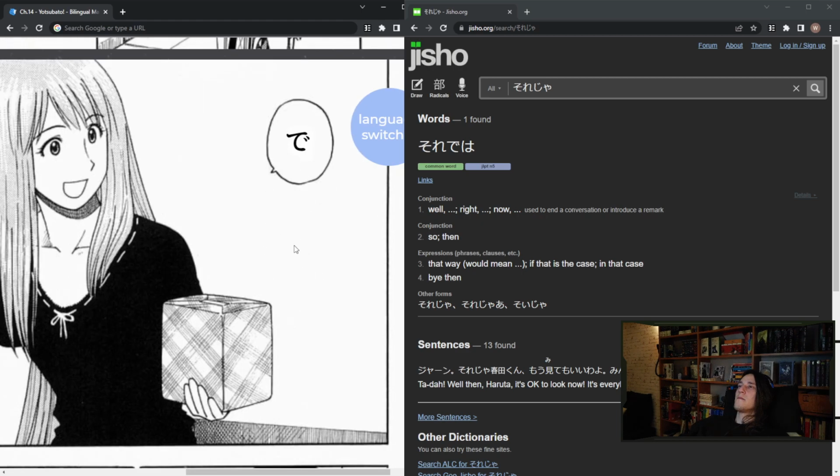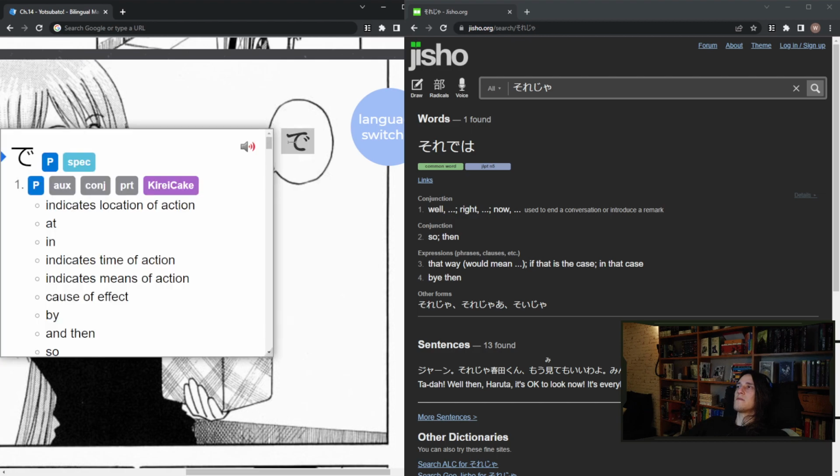De. What? What does de mean? In this case, it indicates the location of action. Oh, wait. That's the normal de.